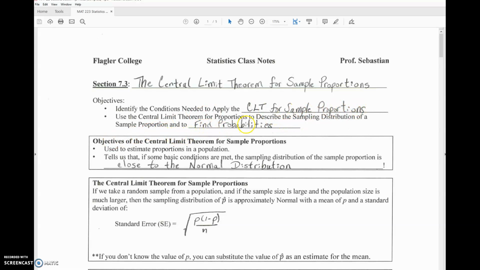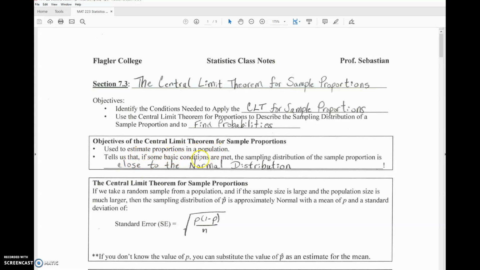to find probabilities. Recall that we did 3 simulations on the last set of videos at the end of section 7.2 notes. I was giving you an idea of where we're heading as far as understanding the sampling distribution of the sample proportions. Here are the objectives of the central limit theorem for sample proportions. It is used to estimate proportions in a population. That's what we're trying to do.